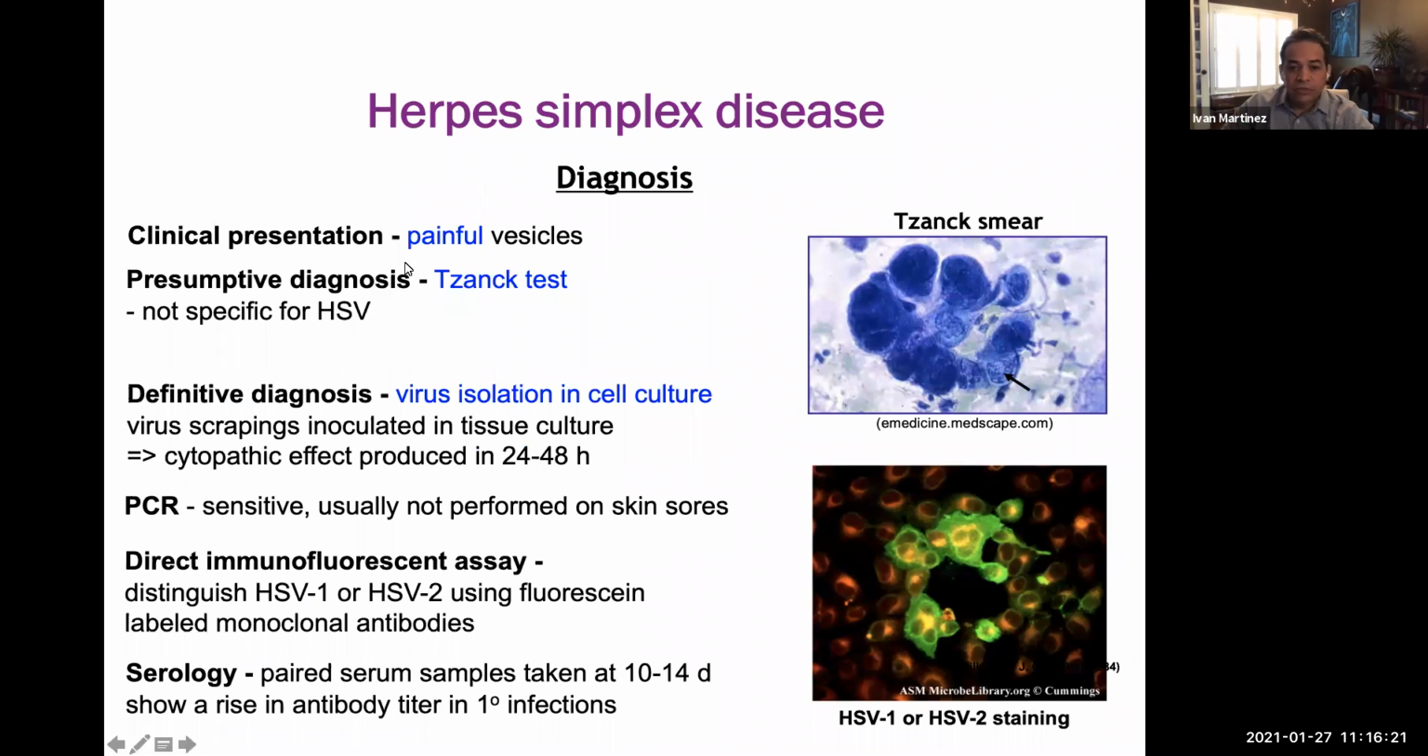Diagnosis, clinical presentation, of course, painful vesicles. Presumptive diagnosis, the Tzanck test, like I said before, is not specific for HSV, but just mostly viral infection. Definitive diagnosis, of course, viral isolation in cell culture, or you can do a PCR, direct immunofluorescence, or even serology to check, to really narrow it down, to even know if it's an HSV1 or HSV2 infection.